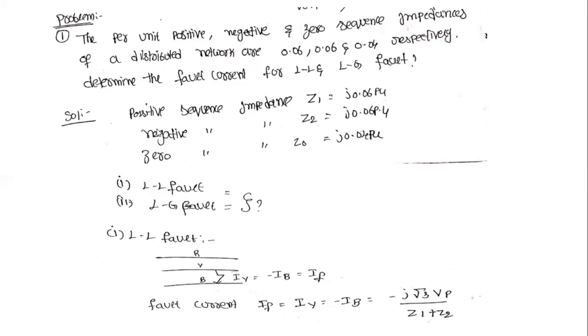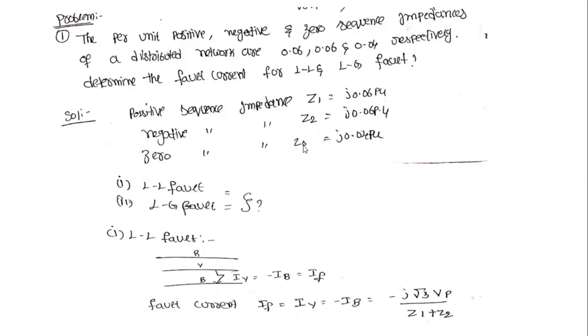First, we write down the positive sequence impedance, Z1. Z1 is equal to J0.06 per unit. Next, the negative sequence impedance, Z2. Z2 is equal to J0.06 per unit.